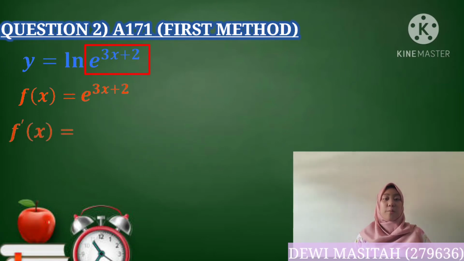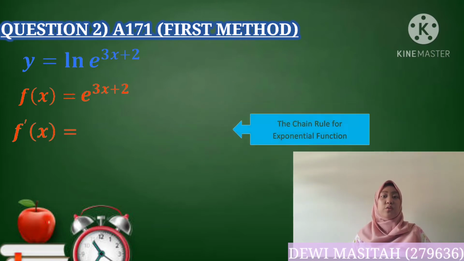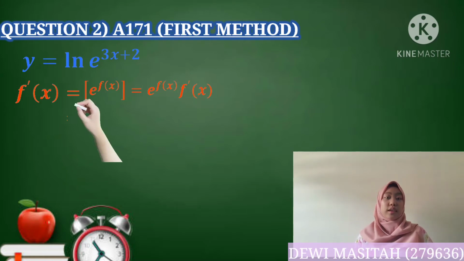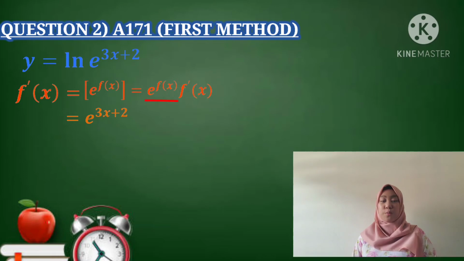Then, to find f prime x, we need to differentiate f(x). Because the function involves e, the formula to differentiate this function involves the chain rule for the exponential function. And here is the formula. To use this formula, firstly, we need to write down the value of e power of f(x), which is e power of 3x plus 2.